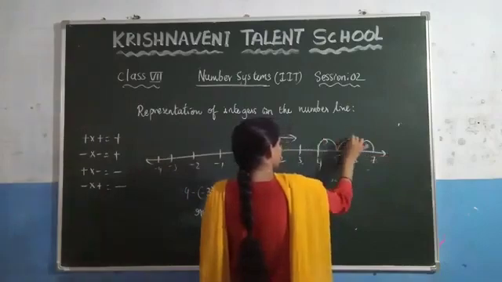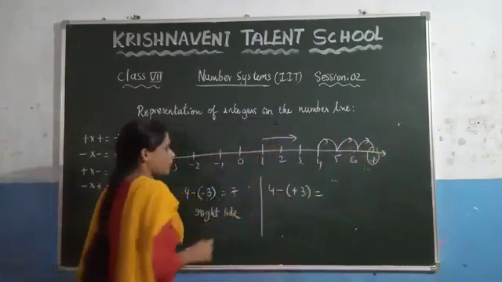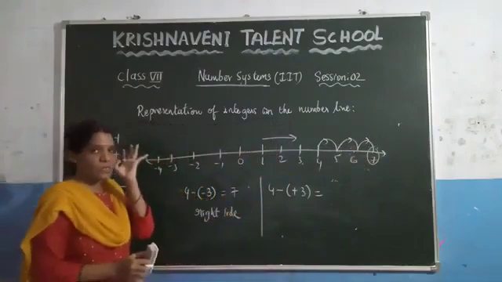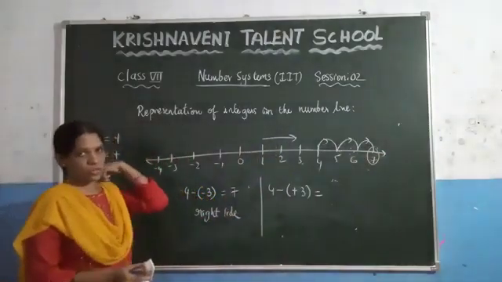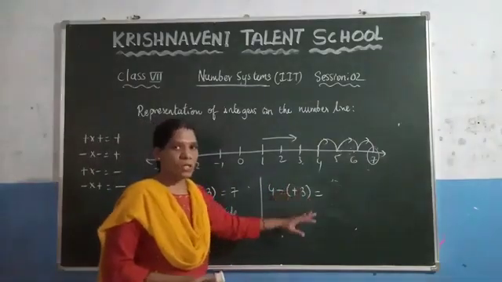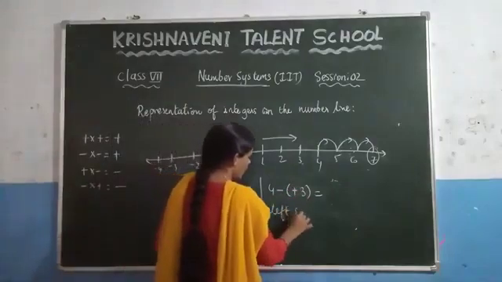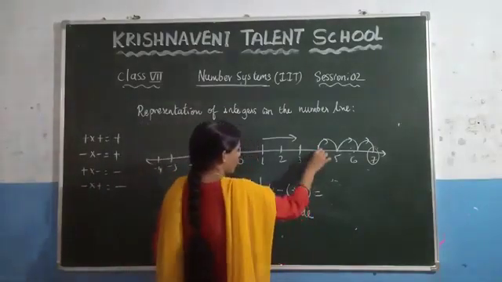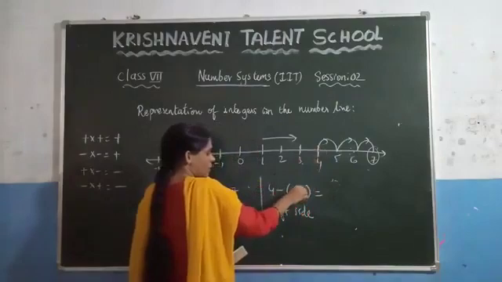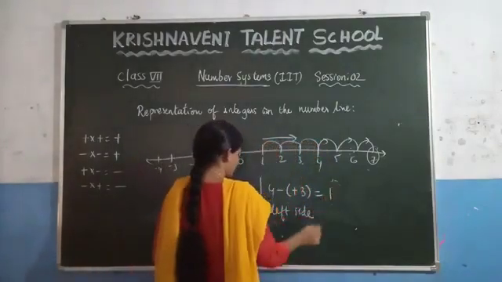So what will be the answer here? 7. Here, if you subtract a negative integer, you need to go to the right side of the number line, and if you are subtracting a positive integer, we need to go to the left side of the number line. So at this point 4, you need to move to the left side. How many steps? 3 steps. 1, 2, 3. So what will be the answer here?